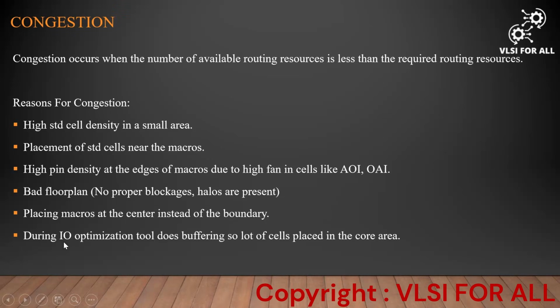The next one is during IO optimization, where the tool does buffering, so a lot of cells are placed in the core area. As we discussed earlier, detail placement and coarse placement perform some optimization. While doing optimization, it adds some extra cells, nothing but buffers. Okay, sorry. Any doubt?